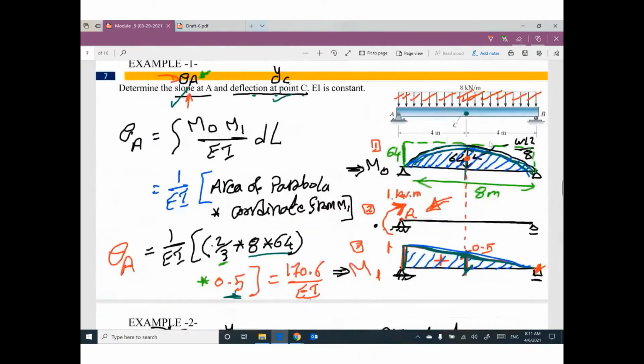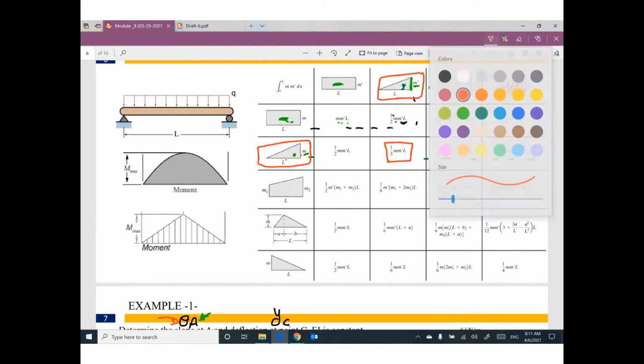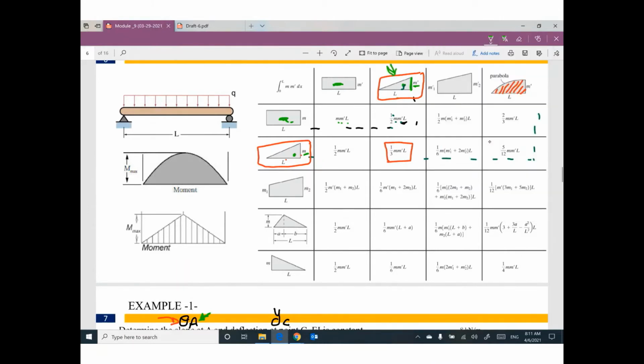For this table of integration, we have two cases right now. This triangle with this triangle, the integration equals 1/3 m times L. We have another case, this triangle with this triangle. The integration equals 1/6 m times L. So why is this one 1/3? Why is this one 1/6? And what is the difference?